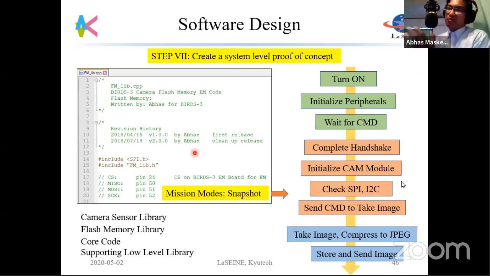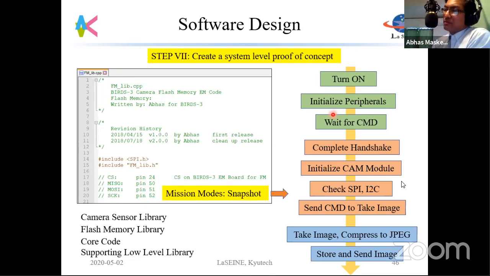So you have the sensor library software, you have the flash memory software, for example, library, and then you have the core code, which is the actual algorithm that's been implemented on the camera. And then you need some kind of low-level library to support this, okay?